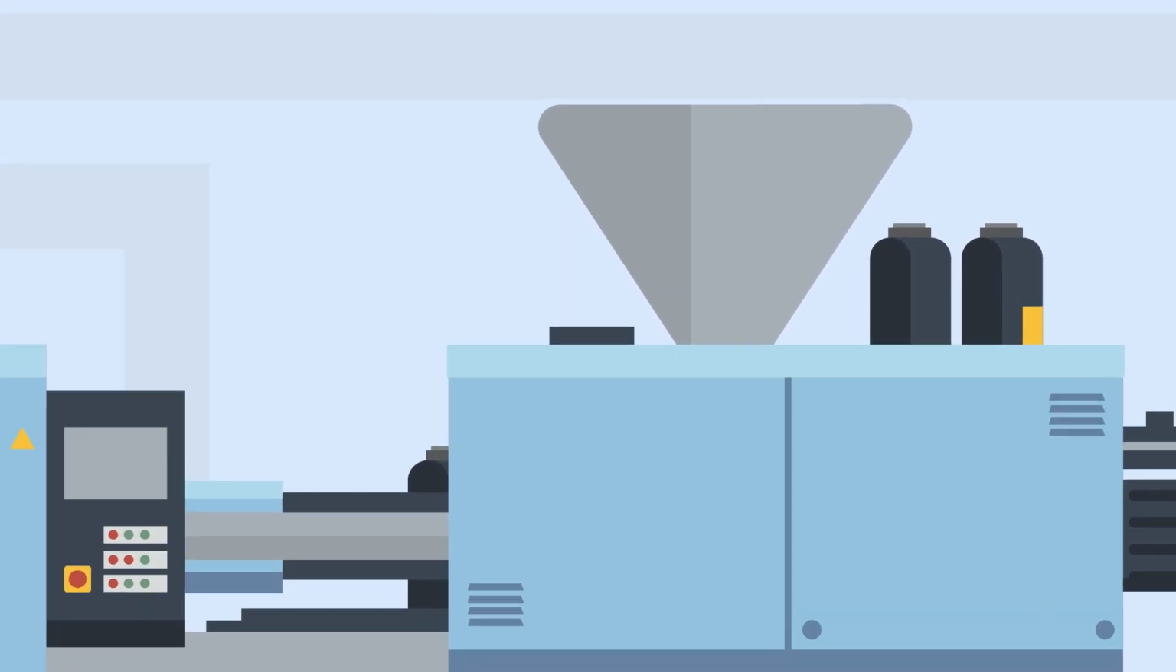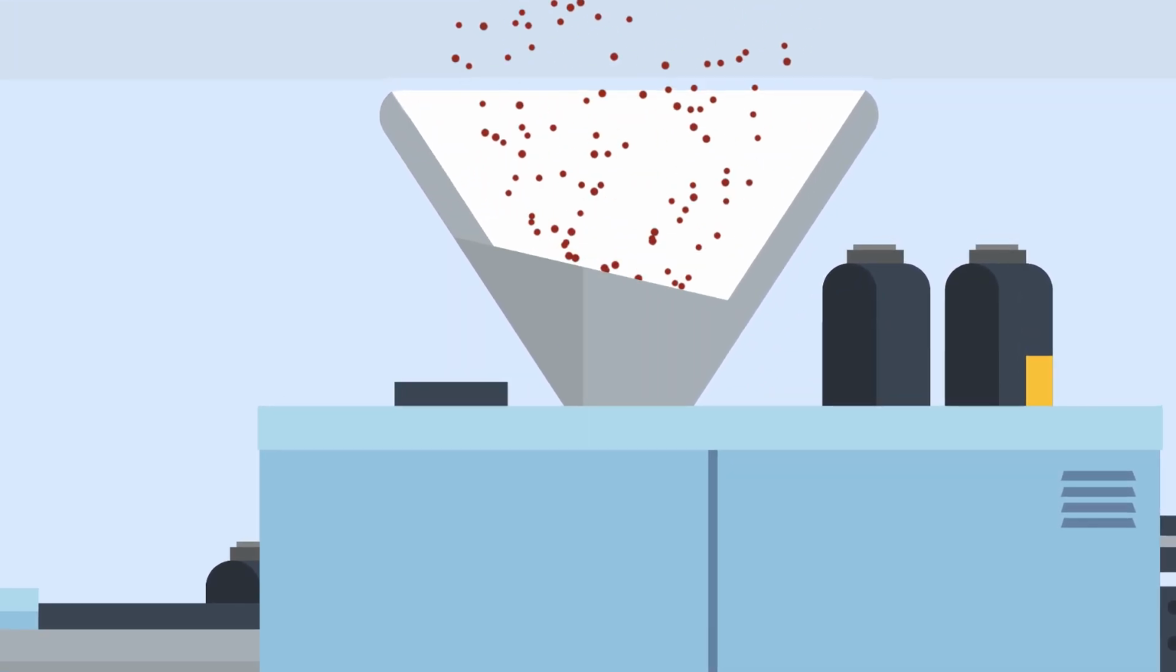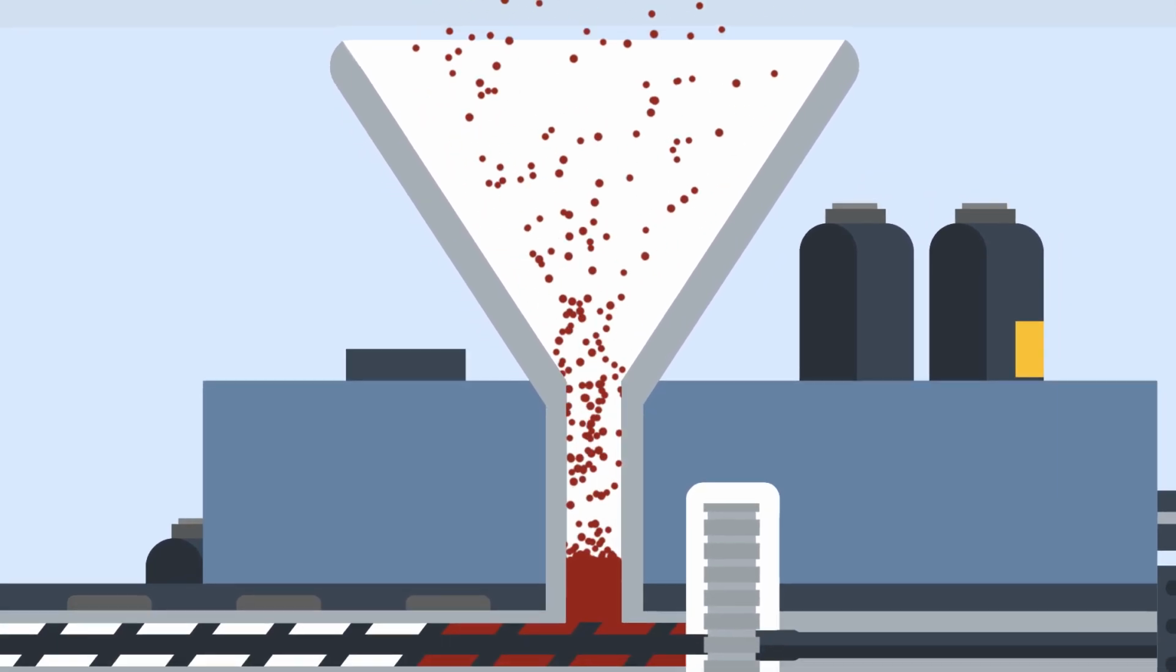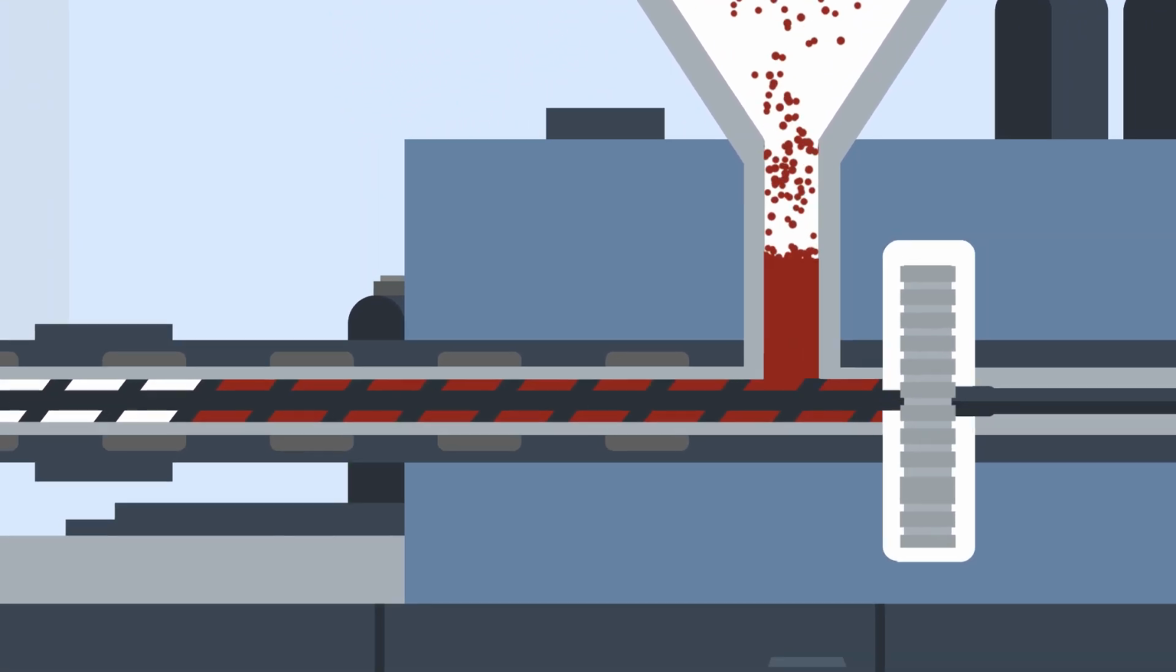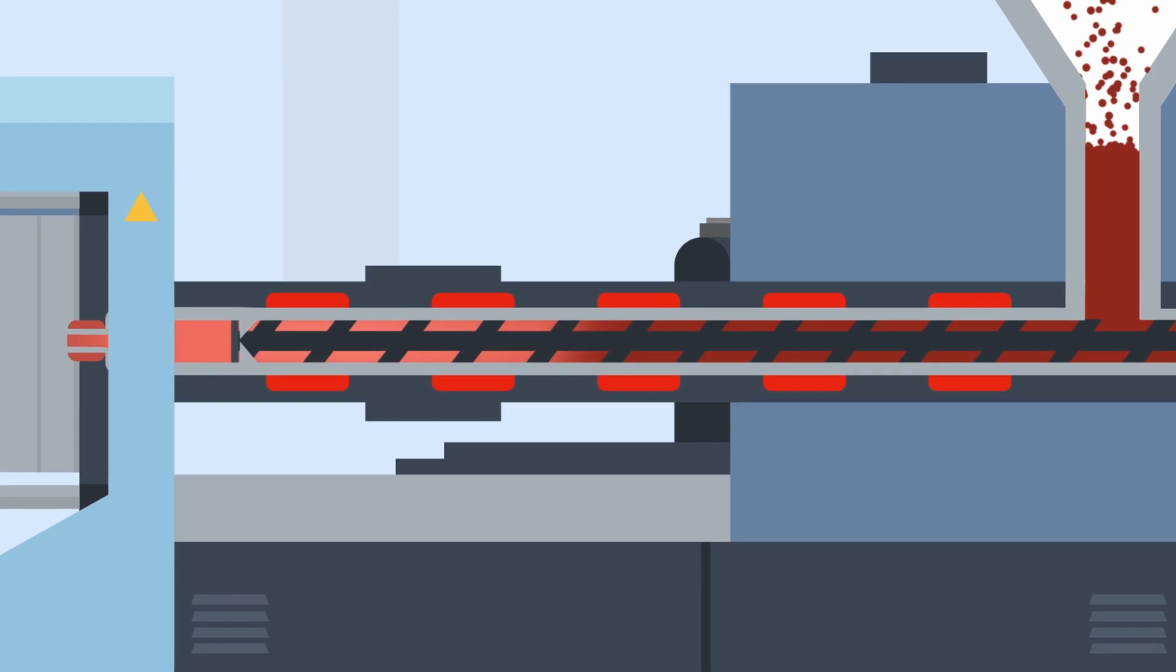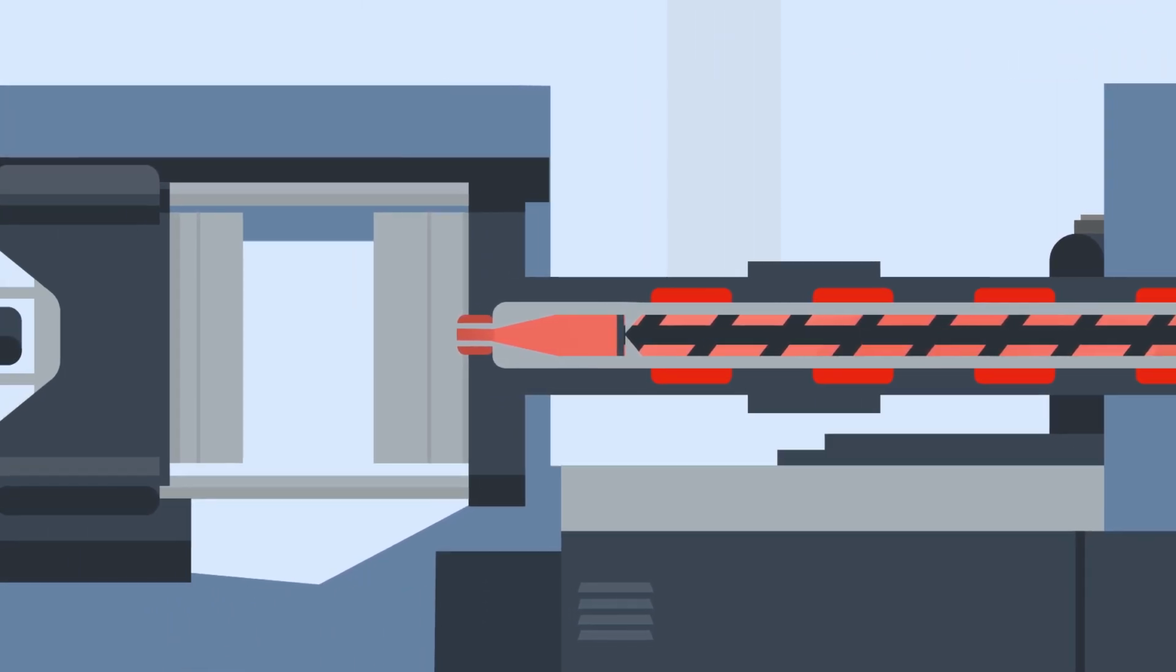First, raw plastic pellets are poured into the hopper at the top of the machine. This can be one type or a combination of different plastics. The pellets are then heated within a temperature-controlled cylinder called the machine barrel until it is molten.